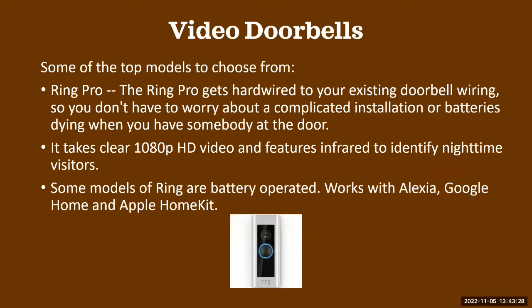The Ring Pro is another model that gets hardwired to your existing doorbell wiring. So you don't have to worry about a complicated installation or batteries dying when you have somebody at the door. It'll take clear 1080p HD high definition video and features infrared to identify nighttime visitors. Some models of Ring are battery operated. It also works with Alexa, Google Home, and Apple HomeKit.